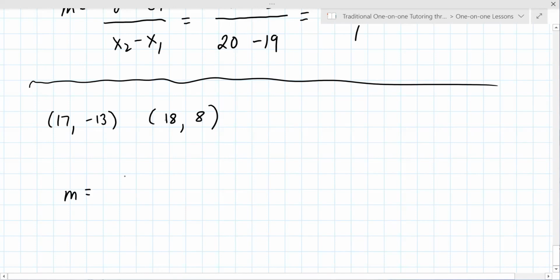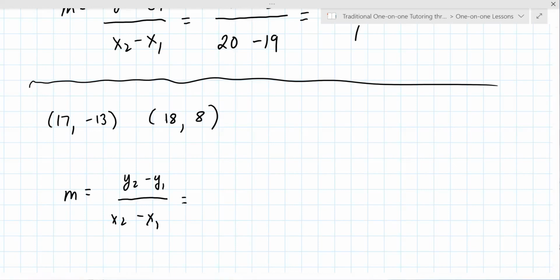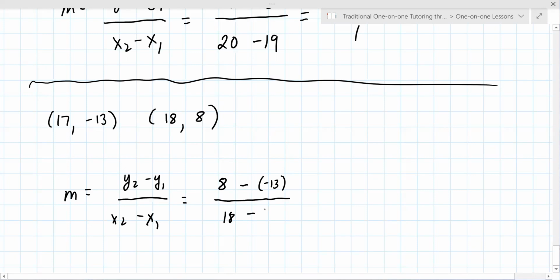So your slope here, again, is y2 minus y1 over x2 minus x1. You definitely want to get in the habit of writing that until you're really, really comfortable and solid with this. So your y2 is 8. What is your y1? My y1 is -13. Negative 13. Now, I recommend putting it in parentheses when it's negative. Okay, and so this is 18 minus 17.